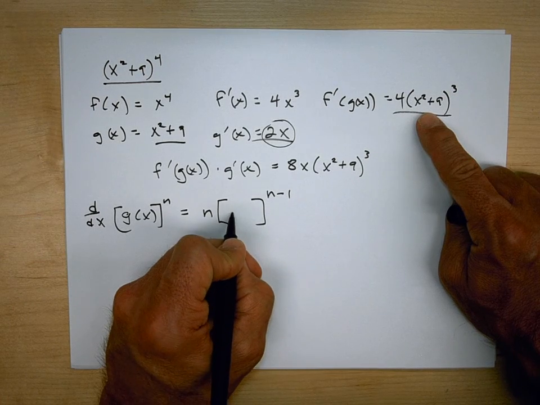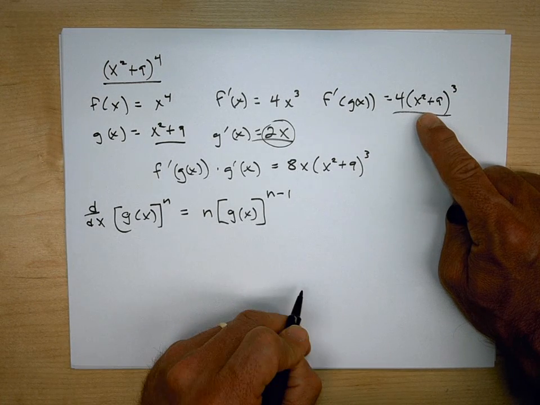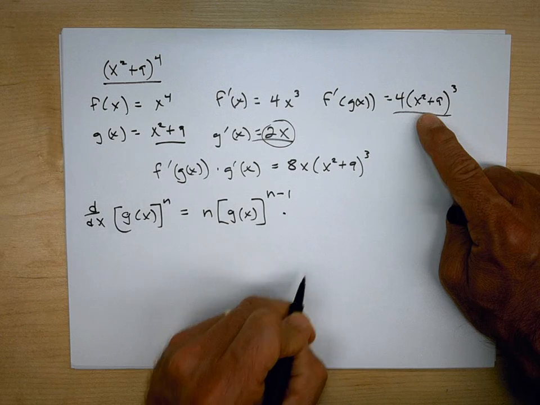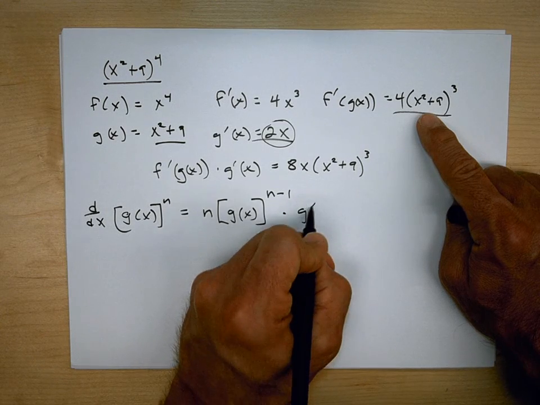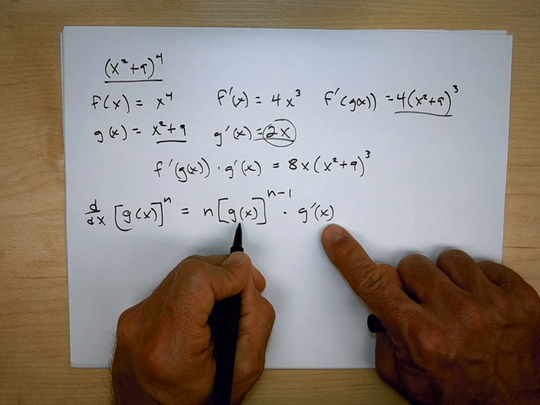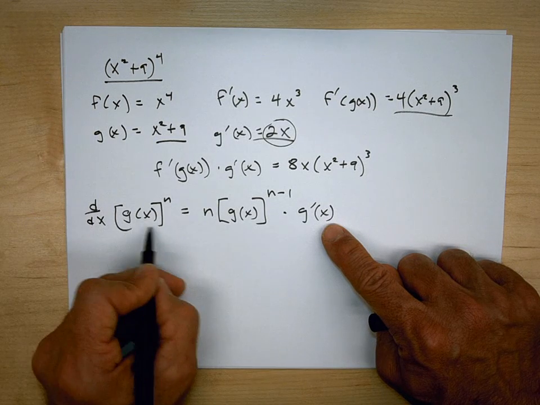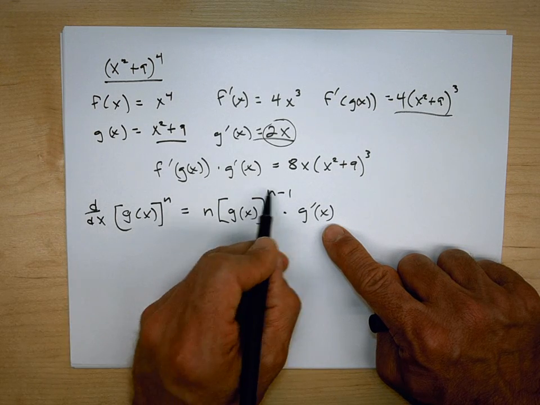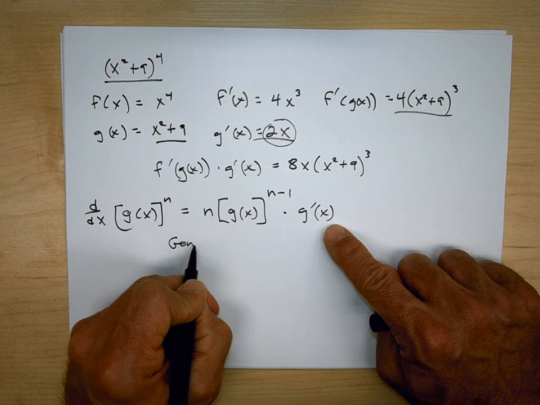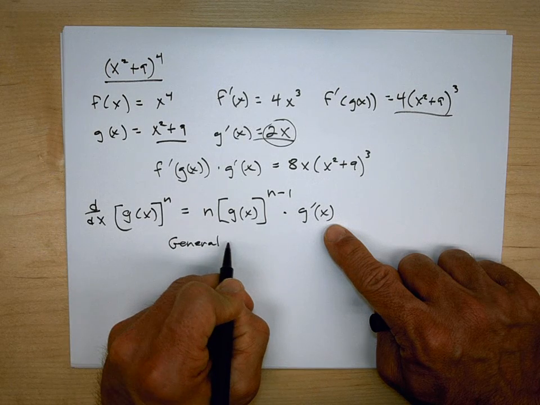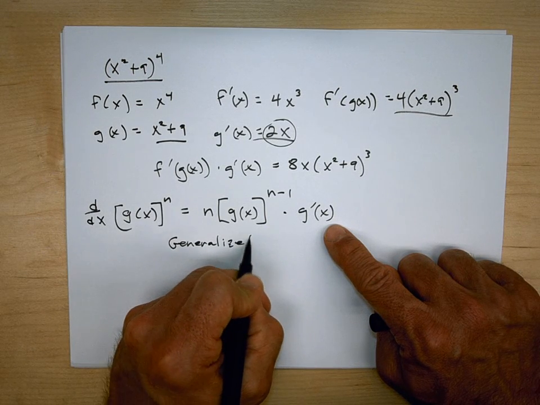So even though we don't know what it is, we can just call it g of x. And then we would multiply by the derivative of whatever that inside function is. So in general, when you have some function to a power, you can use this. It's called the generalized power rule, because it works for any function here.